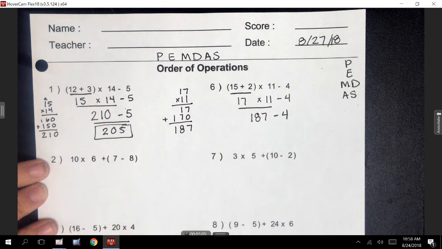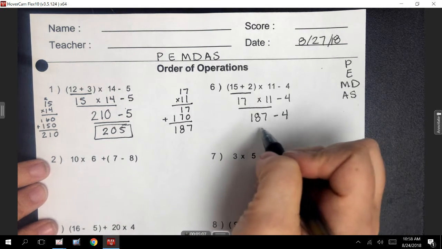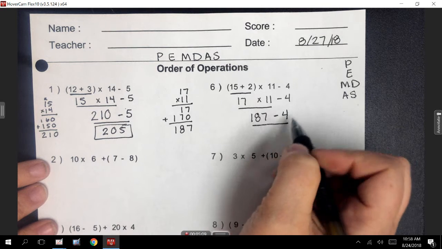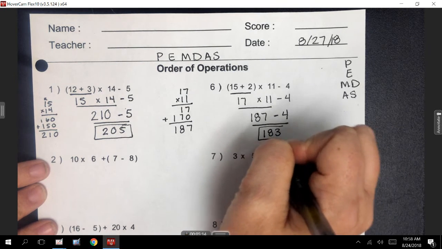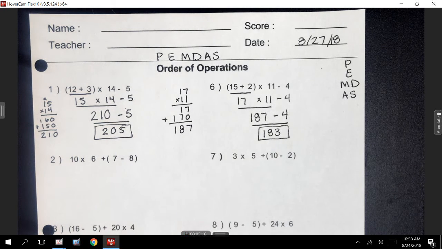All right, we're down to just one operation, so that's all that's left to do. 187 minus 4 is going to give me 183. All right, I'm going to pause for just a moment to give anyone who's trying to keep up a chance to catch up before we move on to the next one.